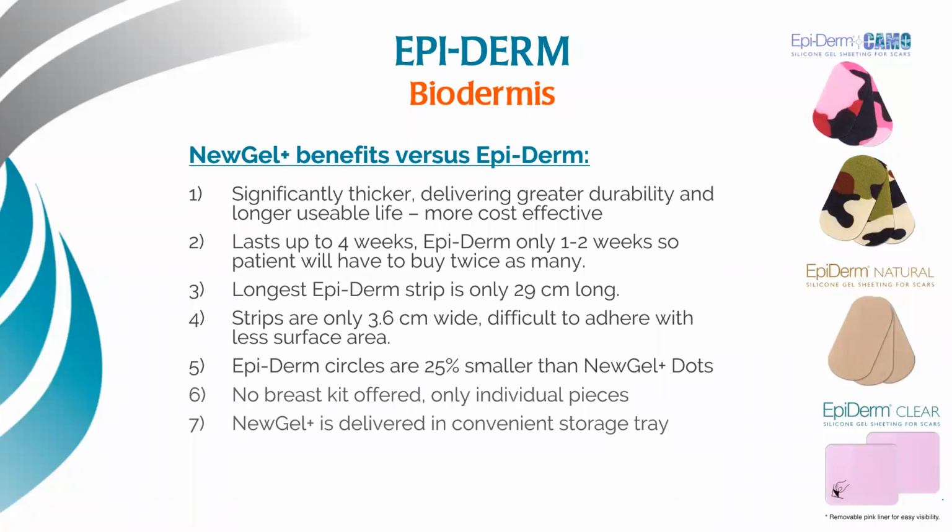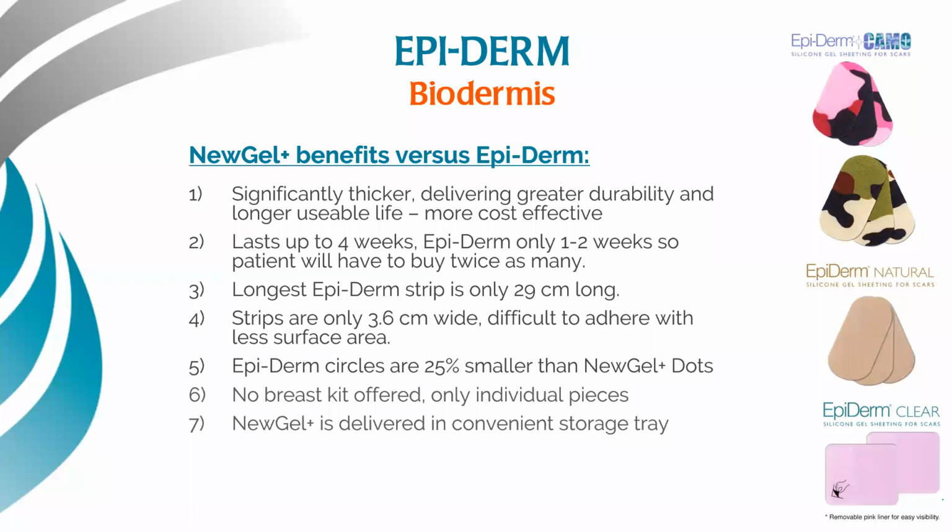They're also only 3.6 centimeters wide. It's not as wide as our 2-inch product, and so when you have less surface area to cover, it's more likely to peel off or not stay in place like we would want it to. It also provides less of a cushioning protective effect than the NewGel 2-inch strips can provide. Their circles are 25% smaller than our dots, and we know that the smaller they are, the harder it is to keep them to stick. So there's probably issues with adhesiveness of their circles.